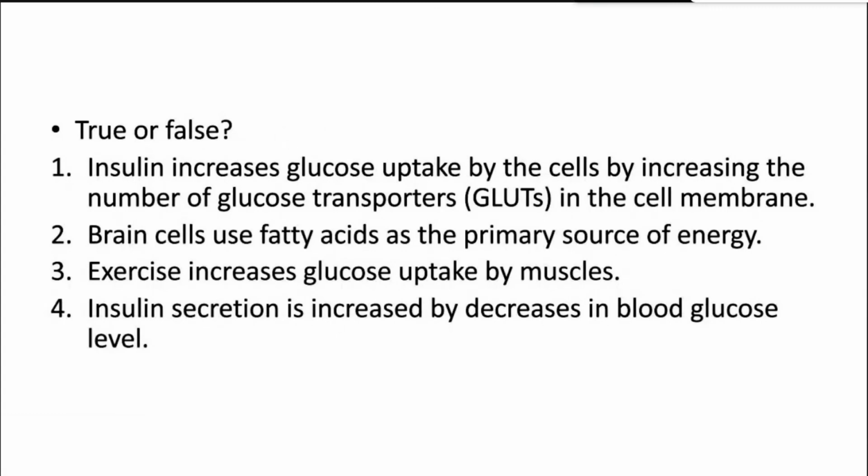Insulin increases glucose uptake by the cells by increasing the number of glucose transporters in the cell membrane. Okay, it is true. In many of the cells, that is the major mechanism. But in some cells, like liver cells, the enzymatic changes are also important. Anyway, overall, it is correct. And therefore, the number of transporters is important here, a decrease or increase in numbers. Next: brain cells use fatty acids as the primary source of energy. Okay, it is false.